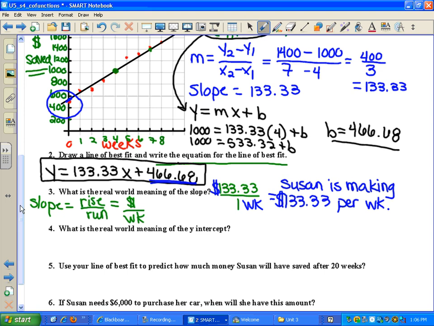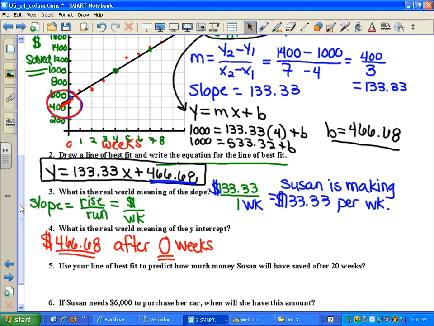All right, now let's talk about the y-intercept. Well, my y-intercept was 466.68. What does that number represent in terms of units? Since it's the y-intercept, it touches the y-axis right here. So that 466.68 represents money. When? After how many weeks is what we have to explain. Well, she's going to make $466.68 after 0 weeks.